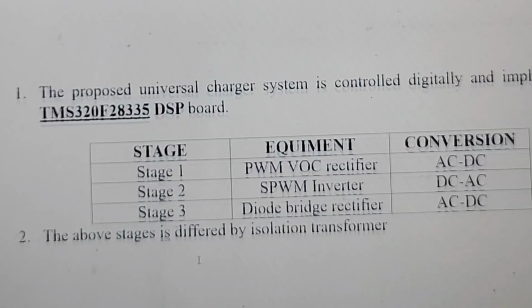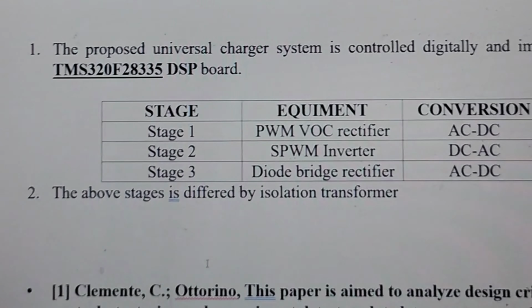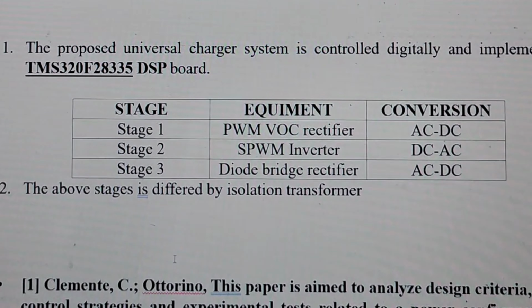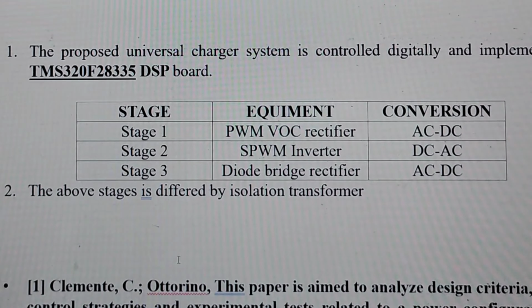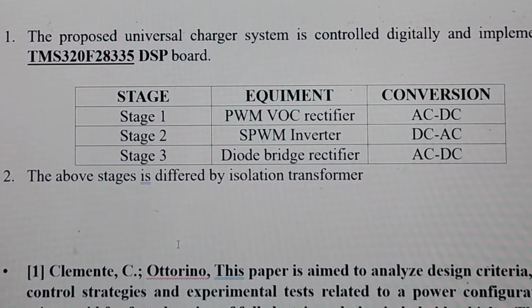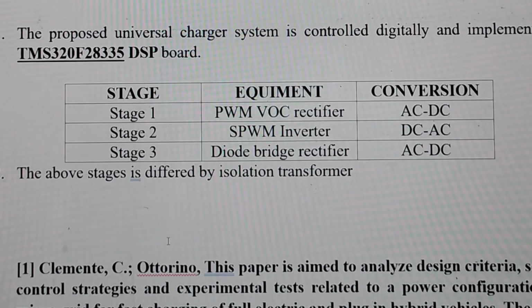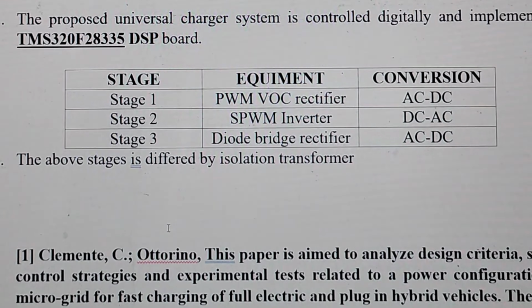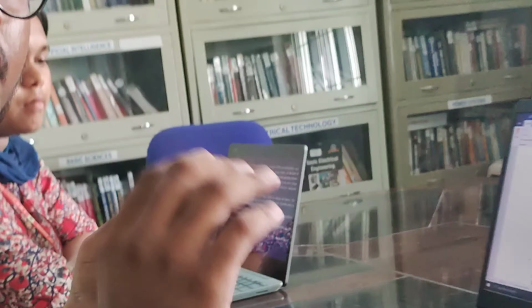These are the basics. The circuit diagram is classified into 3 stages. Stage 1 is AC to DC conversion, for which we can use a pulse width modulator VOC, voltage oriented control rectifier. Stage 2 is DC to AC conversion, for which the inverter can use a sinusoidal pulse width modulator. Stage 3 is the diode bridge rectifier. For level 3 charging, the conversion is only DC to DC charging, because it is off-board charging.